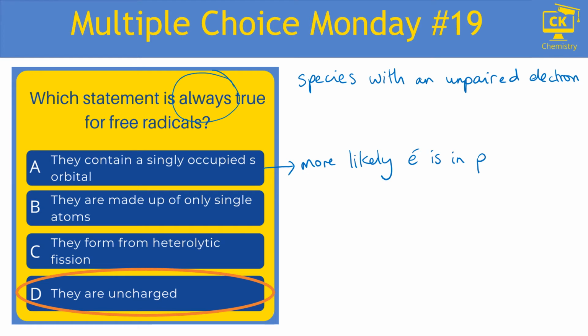Okay. Made up of only single atoms. Well, let's go back to our definition. Our definition at the top, a lot of people talk about atoms with an unpaired electron when they define radicals, but really I use the word species. And the reason I use the word species is it can refer to more than one thing, atoms in this case, or molecules. So the atoms could be covalently bonded.